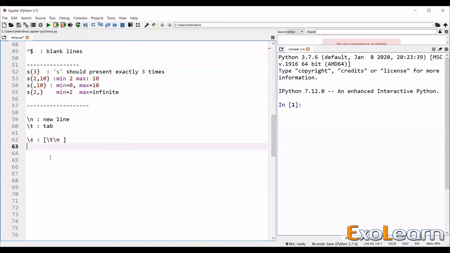Similarly, there is one more shortcut, that is slash capital S. It represents non-blank space characters. In other words, if I want to expand it, I can write it like caret slash t slash n and space inside square brackets. We know caret inside the square bracket means except the listed characters, everything else. So what I have listed here is tab, new line and a space. So it means except the blank spaces, everything else is allowed.